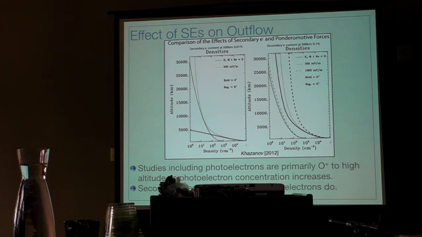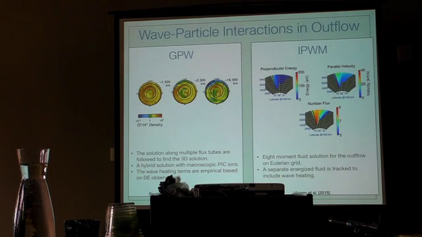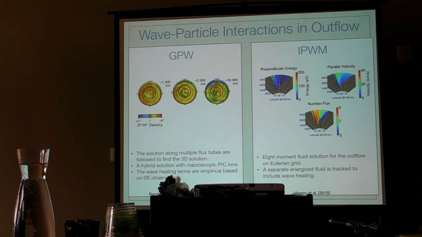So for wave-particle interactions, those are also included in some models of ionospheric outflow. On the left, this is the GPW model from Utah State. In this model, they're tracking the solution along multiple flux tubes that are moving around the polar region. This is kind of a Lagrangian approach. By following all these flux tubes, they're able to reconstruct the 3D solution. And this is a hybrid type model. Along each of those field lines, they're solving a hybrid solution with macroscopic PIC ions. But the wave heating terms are empirical, based on DE observations. There's a description of this in the archive chunk.